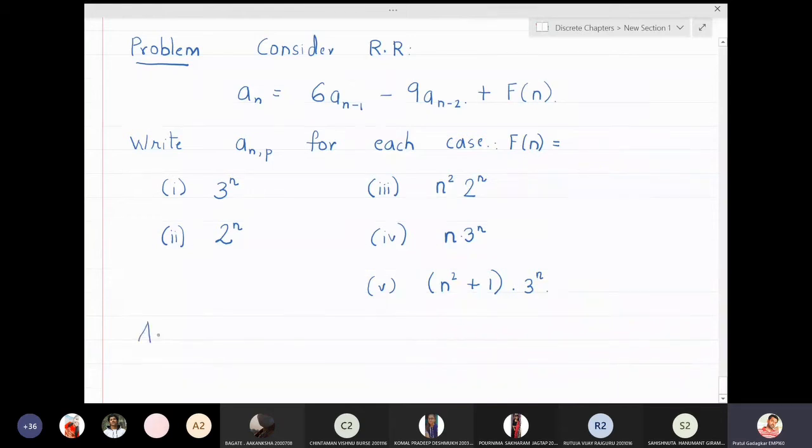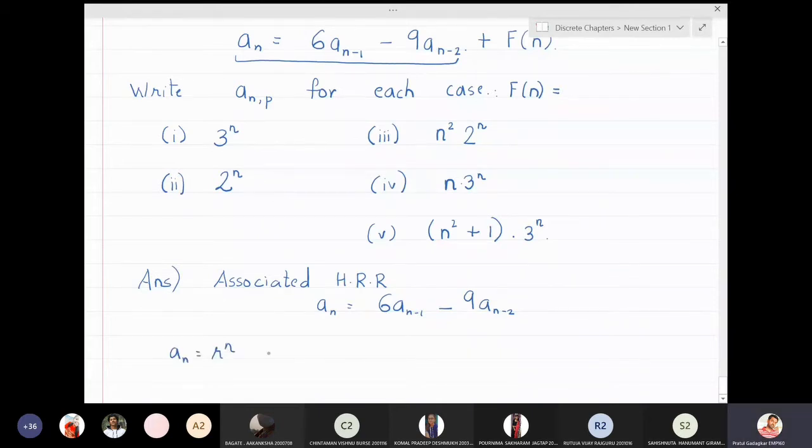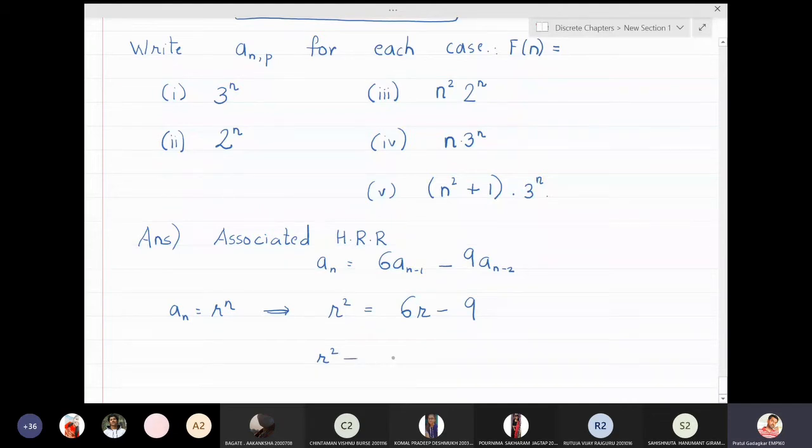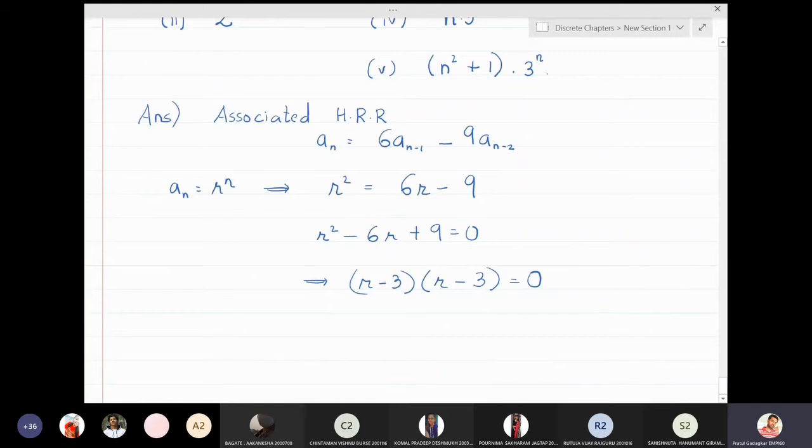So let us first look at the original homogeneous recurrence relation. This is called the associated homogeneous recurrence relation. What is that? It is an equal to 6 an minus 1 minus 9 an minus 2. And therefore, if I put an equal to r power n, this will become r square is equal to 6 r minus 9. That is r square minus 6 r plus 9 is 0. And then you'll get r minus 3 into r minus 3 is equal to 0. So r will become 3 and 3. So this is the characteristic equation, and these are the roots of the characteristic equation. Now we will go for the first part.